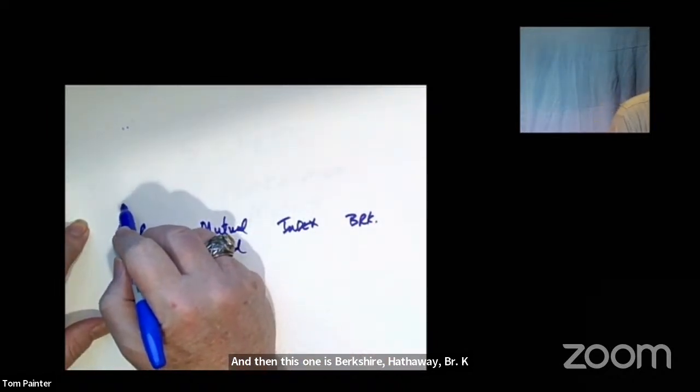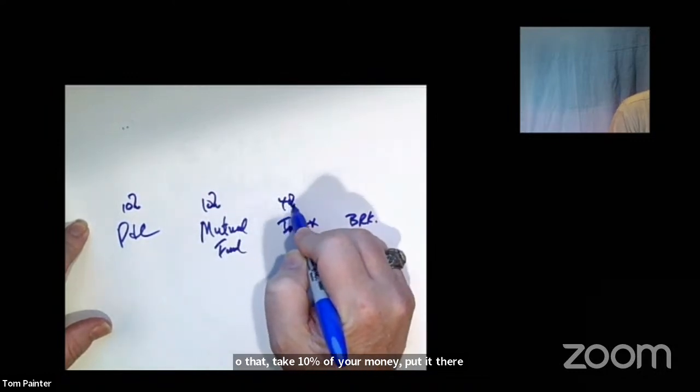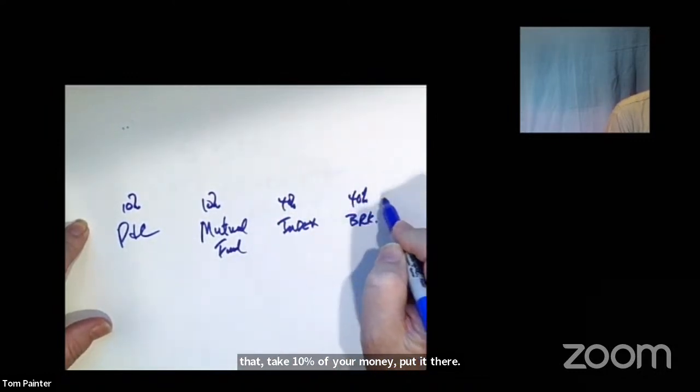And again, if you want to do that, take 10% of your money, put it there. Take 10% of it, put it there. Take 40%, put it there. Maybe 40%, put it there.